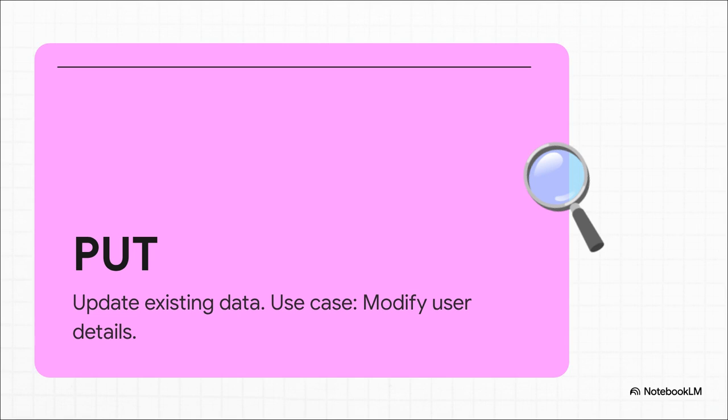Well, that's where put comes in. Think about editing your profile to update your address, or fixing a typo in a comment you just left. A put request tells the server, hey, remember that thing I made before? Find it, and just replace it completely with this new version I'm sending over.